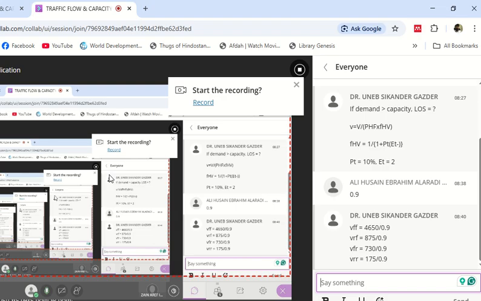Okay, how much is this? Yes, give me these values.